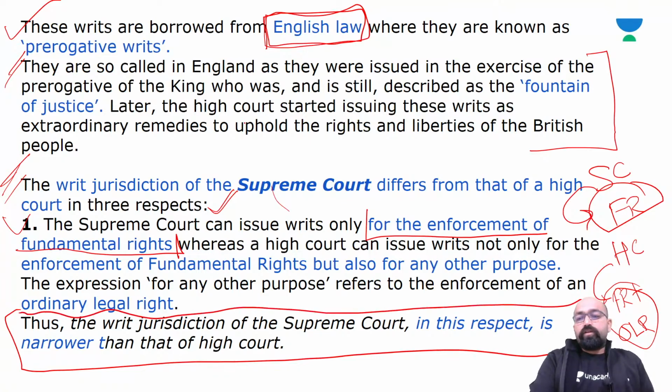So maybe they will ask you in your statements whether the writ jurisdiction of the Supreme Court, with respect to the High Court, is wider or narrower. So remember, writ jurisdiction of the Supreme Court in this respect is narrower than the High Court, because we always assume that in each and every case the Supreme Court has maximum power. But if we are talking about writ jurisdiction, it's narrower than the High Court. Clear?